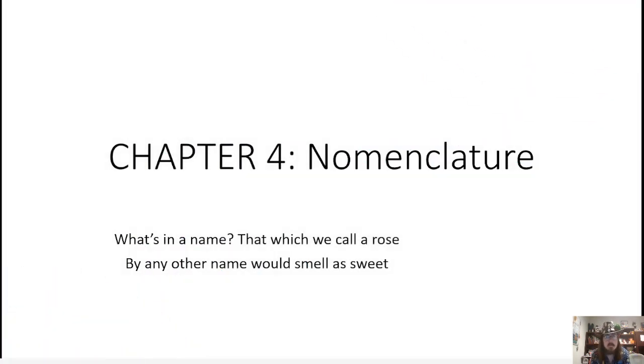So, Chapter 4, Nomenclature. What's in a name? The famous Shakespeare quote, "That which we call a rose by any other name would smell as sweet." Why do we need to know about naming? Well, as we go through chemistry, we will be constantly using the nomenclature. Being able to understand the names puts us on the same level as everyone else, being able to talk about the same things, being able to describe something. That's very important when we're talking about chemistry. We need to be able to know what someone else is talking about just by a name.